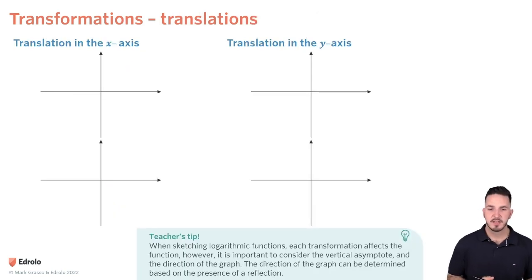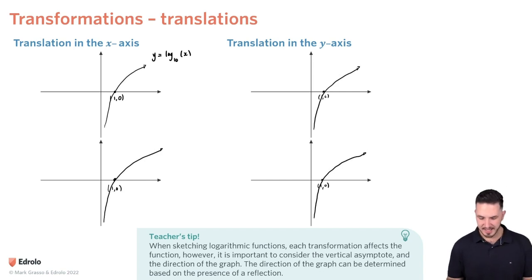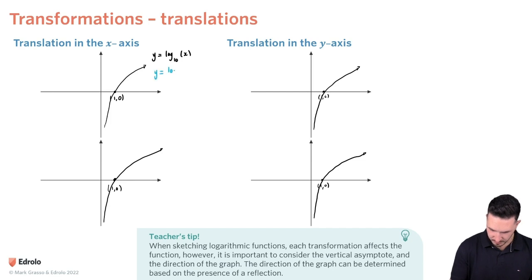Okay, translation. Looking at translations in the x and y-axis, in the x-axis it's our shift horizontally, and our translation in the y-axis is our shift vertically. Again, our original graph, log 10 of x, and always have the (1, 0). Firstly, we're going to be looking at a translation in the x-axis in the positive direction. To have it in the positive direction, we'd have y equals log 10 of x minus 1. This x minus 1 means we've shifted our graph right by 1 unit. So now our intercept would be at (2, 0), and our graph would look something like so.